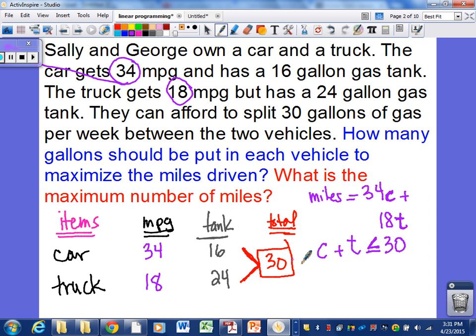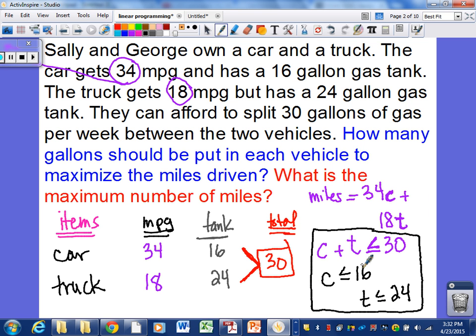And then the other two are your constraints. Your car constraint: your car cannot hold more than 16 gallons of gas all by itself. And your truck cannot hold more than 24 gallons of gas all by itself. So your three inequalities that you're going to graph are these three. The car and the truck have their own constraints. They can't have more than 16, can't have more than 24 out of the 30 gallons. So you put them all together. Let's go ahead and graph these three equations.